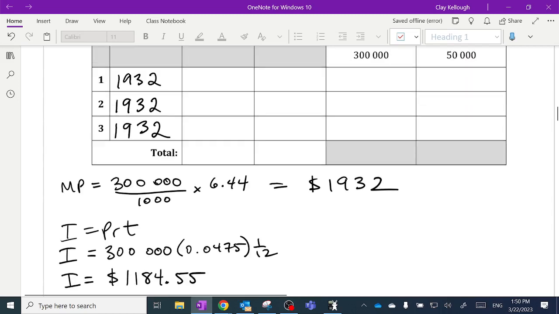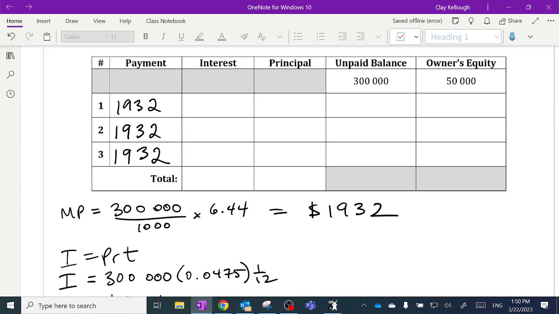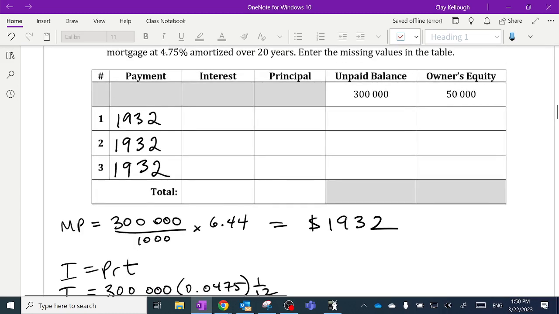It's $1,184.55. Now, does that go in all of these boxes like payment did? No, it only goes in the first one. So $1,184.55. And then how do I find principal again? Subtract the interest from the payment. So that's going to make this $744.50, right? So it's this one minus that one equals that one.